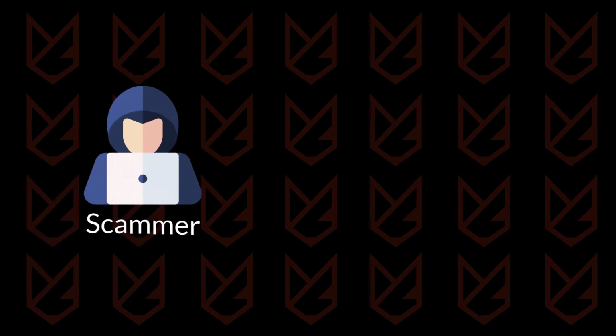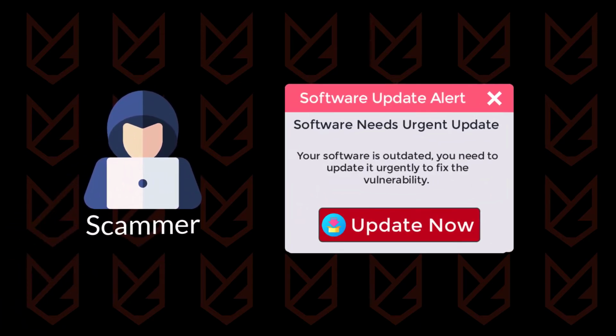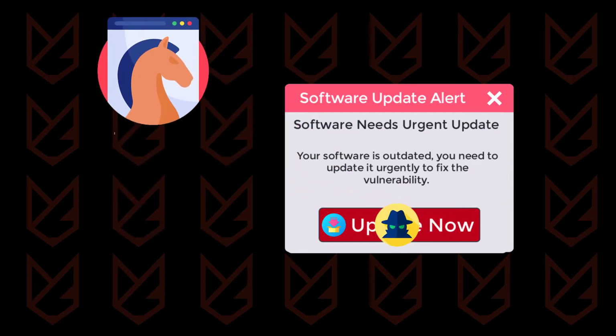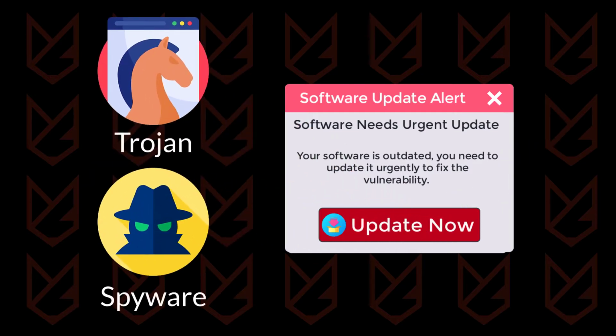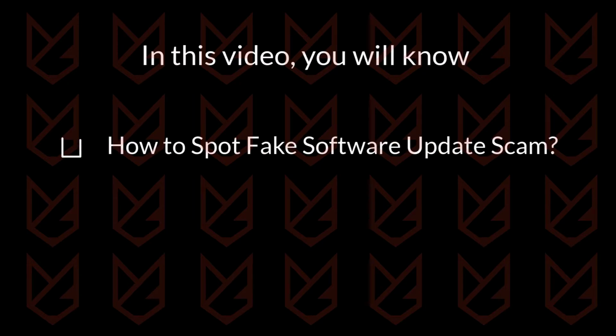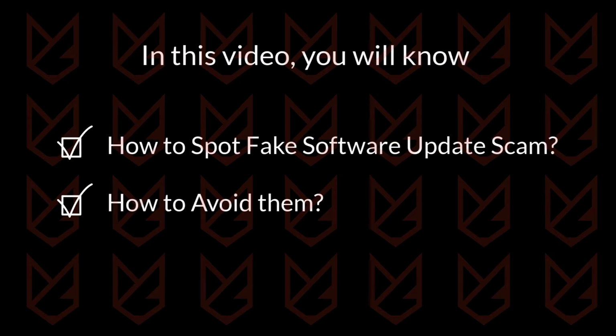Online scammers display fake software update notifications and trick you into downloading malware. This malware could be a Trojan or spyware that could easily send your confidential data. So it is better to avoid and not fall for these scams. In this video, you will know how to spot fake software update scams and how to avoid them.